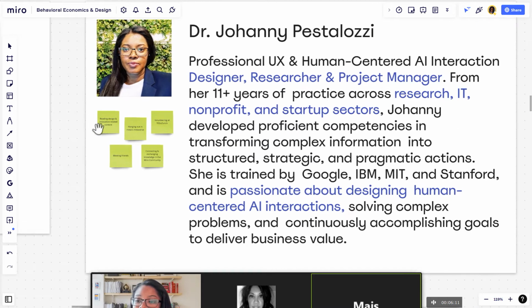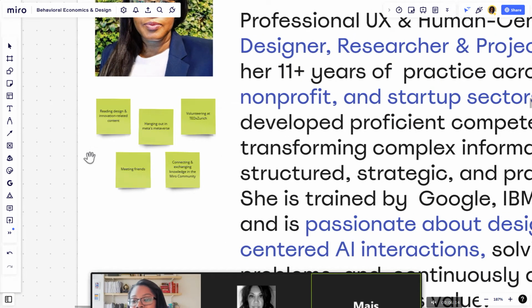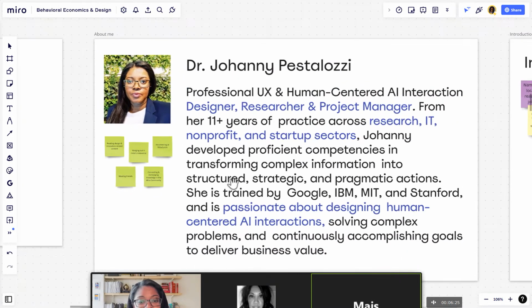So, in my free time, I like reading design and innovation related books, hanging out in Meta's metaverse, also volunteering at TEDx Zurich, and then meeting friends and connecting and exchanging with people in the Miro community, like with you.